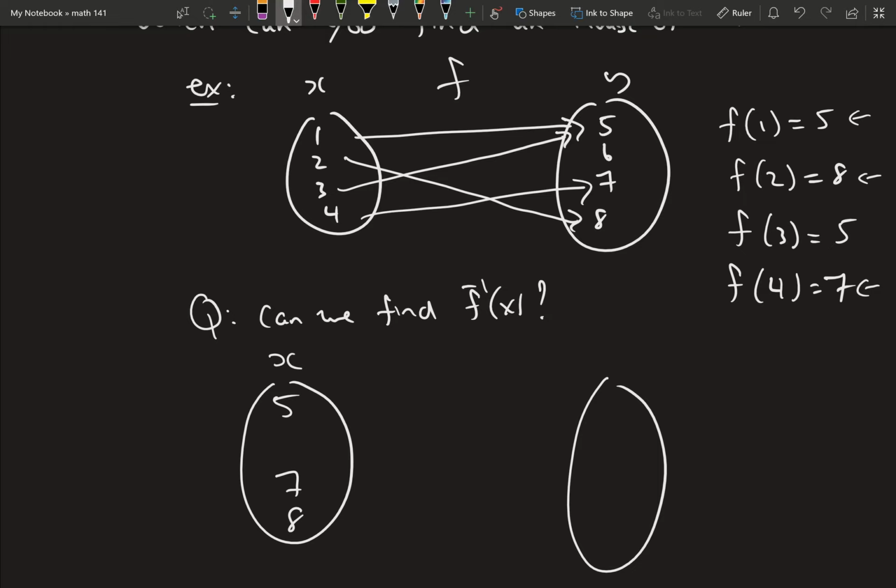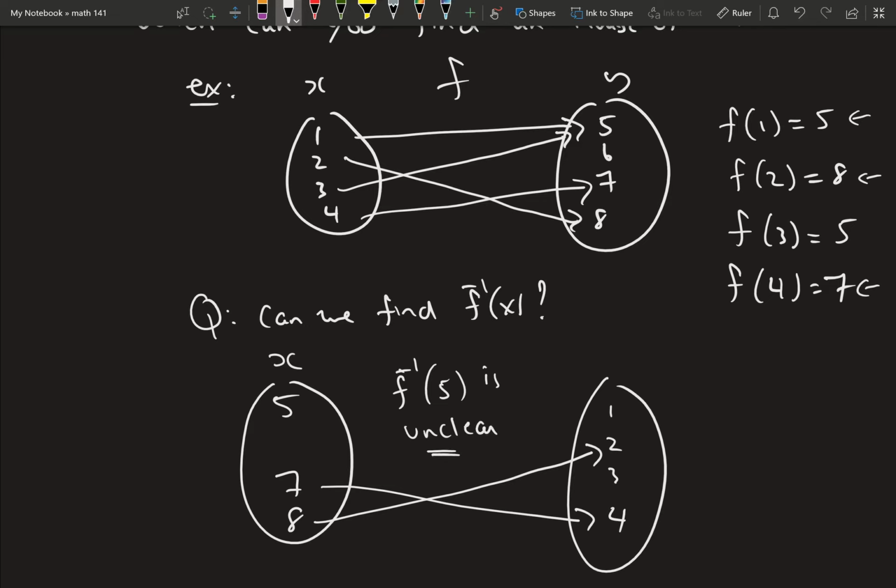But now, well, 7 goes to 4. So let's put 1, 2, 3, 4 here. 7 goes back to 4. 8 goes back to 2. But then for 5, well, there's kind of a problem, right? It's like a love triangle situation. We have 1 going to 5 and 3 going to 5. Where does 5 go? So f inverse of 5 is sort of unclear, or not really, not what we call in mathematics, not well defined.